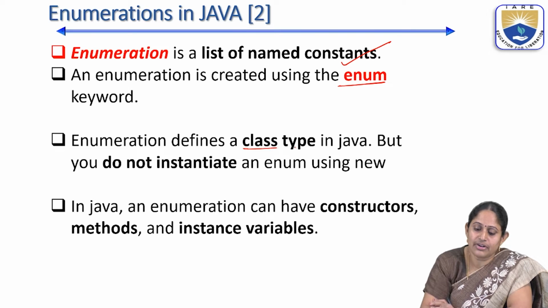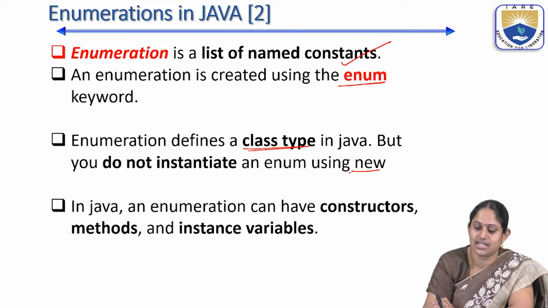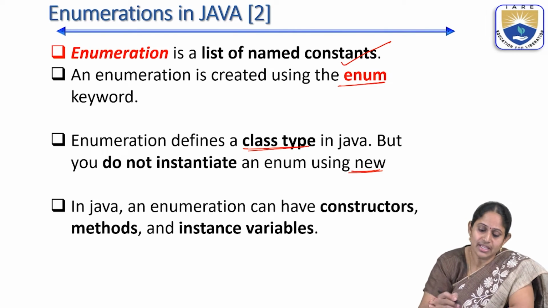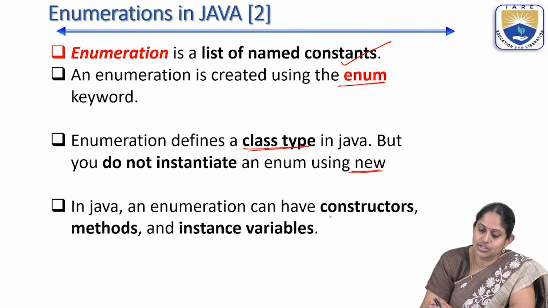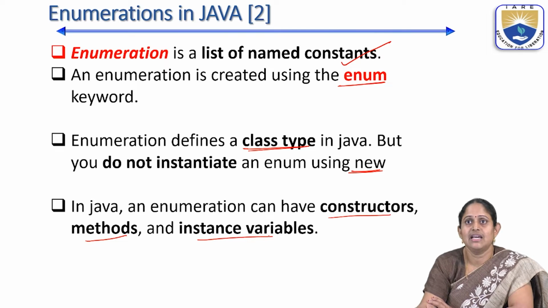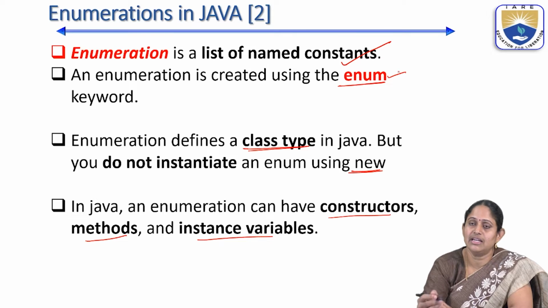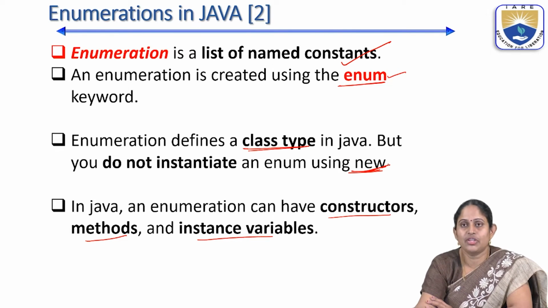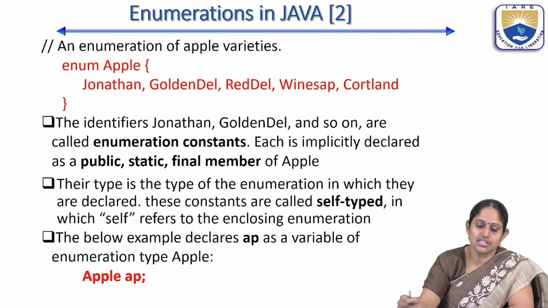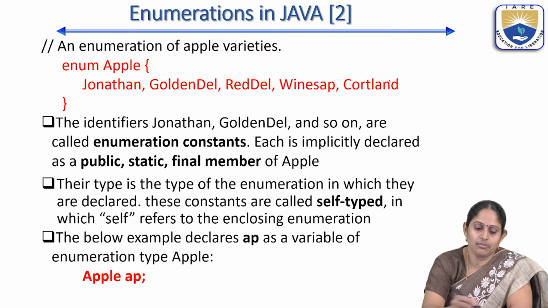They are also of class type, but we do not instantiate them using the new operator. An enumeration can also have constructors, methods, and instance variables as in a class. The only difference is that here we use the enum keyword, whereas in a class we use the class keyword, and we don't use the new operator to instantiate the enum type. So this is the general form of enumeration.